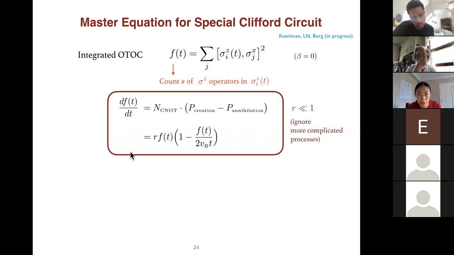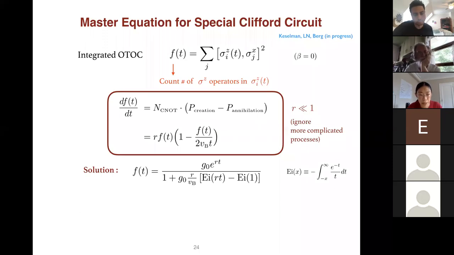And to justify this, we need this limit. So if r is much smaller than one, if the CNOTs are applied in a very sparse way, then it's unlikely that we will have this closed world line case, those more complicated cases. Okay, so this is the master equation, which is true only under this limit. And we can solve this equation. This is the solution where Ei is the exponential integral, some special function, and g_0 is a number that is determined by the initial condition.